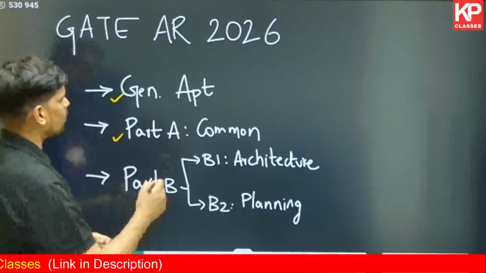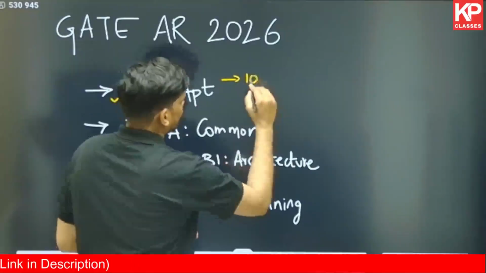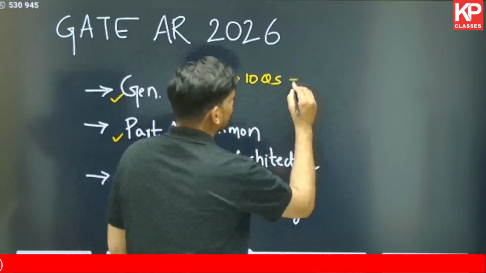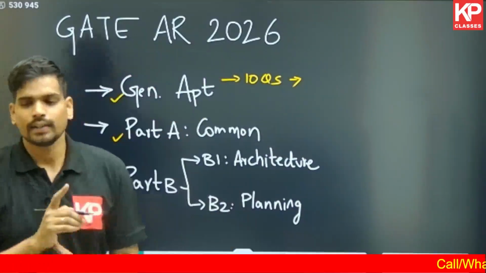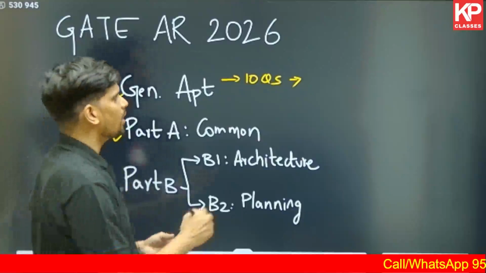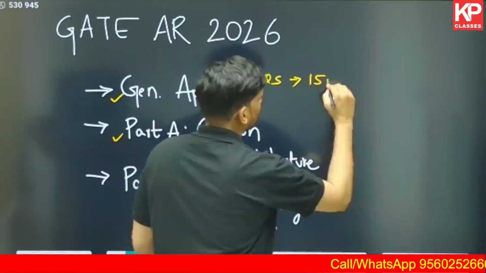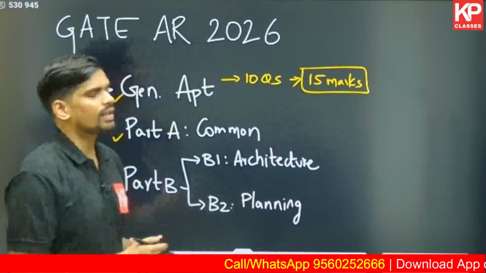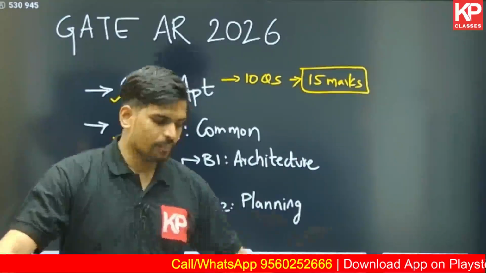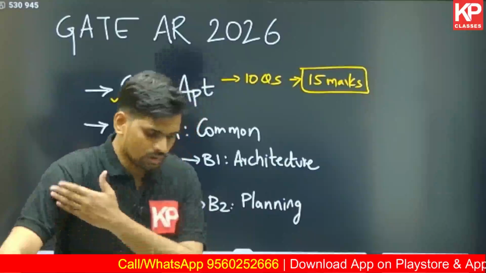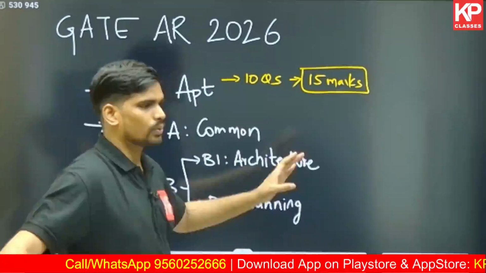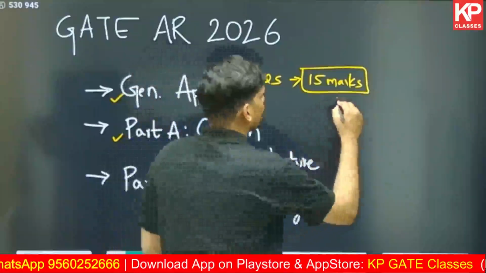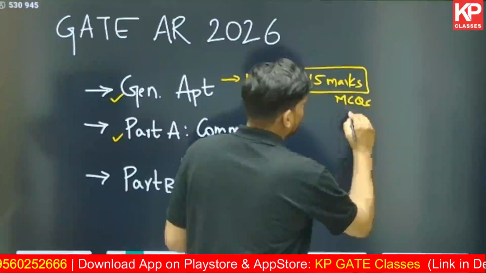With respect to general aptitude, there is a standard number of questions, only 10 questions, of which 5 are of 1 mark and 5 are of 2 marks each. So the total weightage of general aptitude is 15 marks, and that is fixed. This doesn't change from year to year. In the past, from the time general aptitude was introduced into the GATE paper, all the questions of general aptitude have always been of multiple choice question type only.